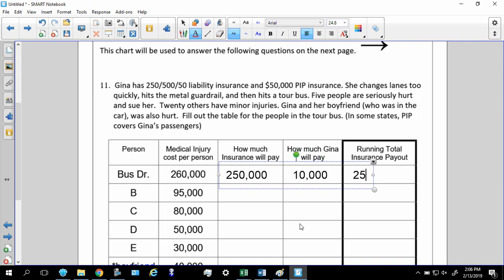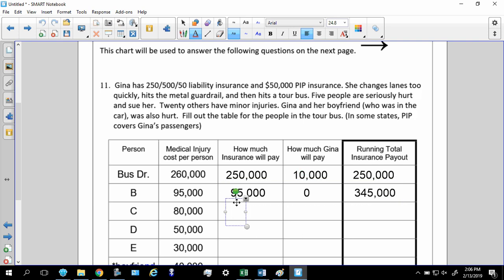So at this point in time, the insurance company has paid out $250,000. Next is B. B needs $95,000. The insurance company will pay all that because it's less than $250,000, which means Gina pays for nothing. So at this point in time, the insurance company has paid $345,000.